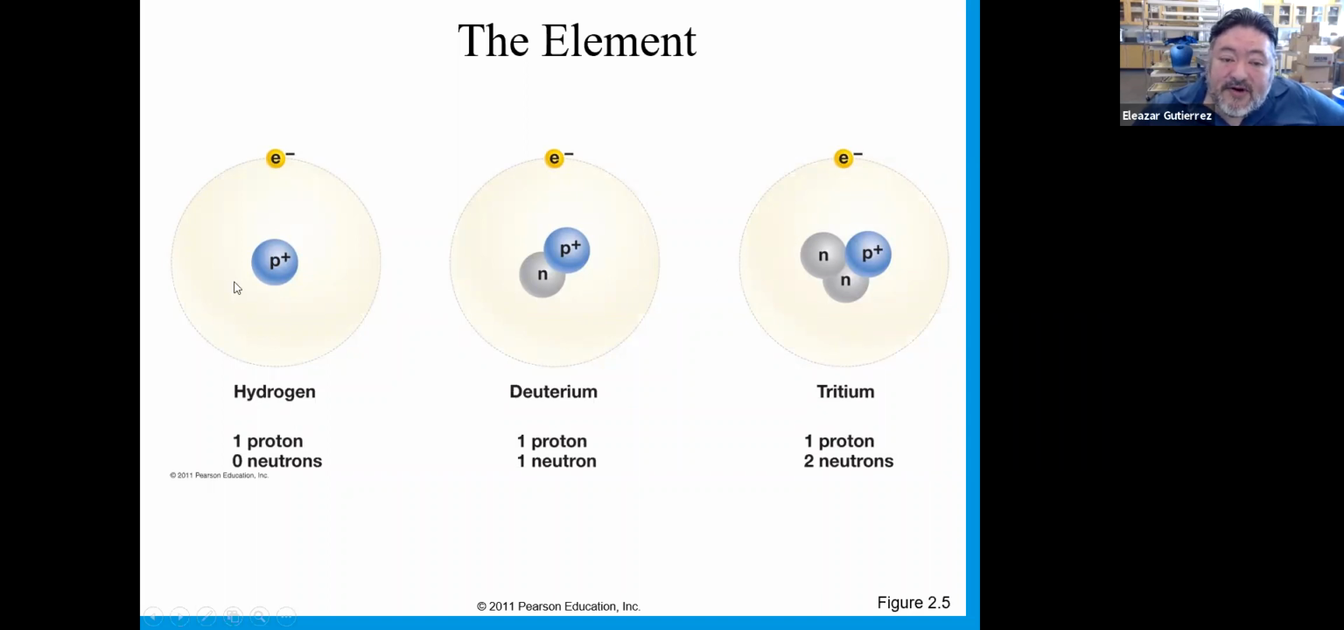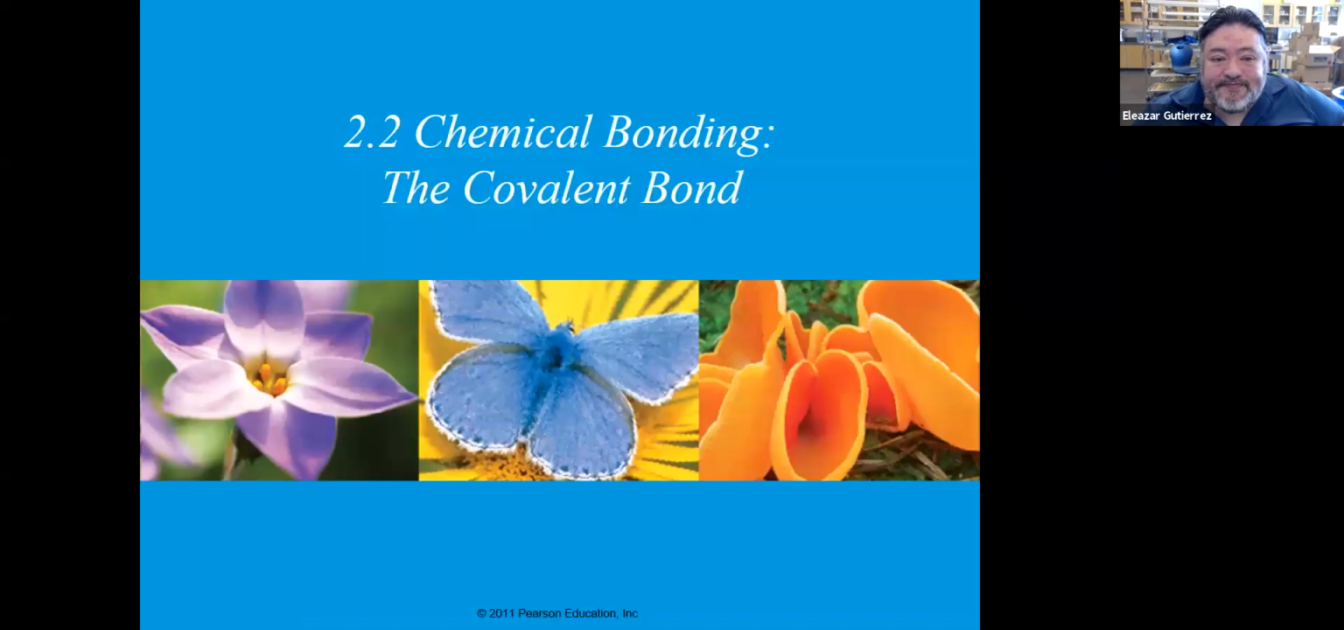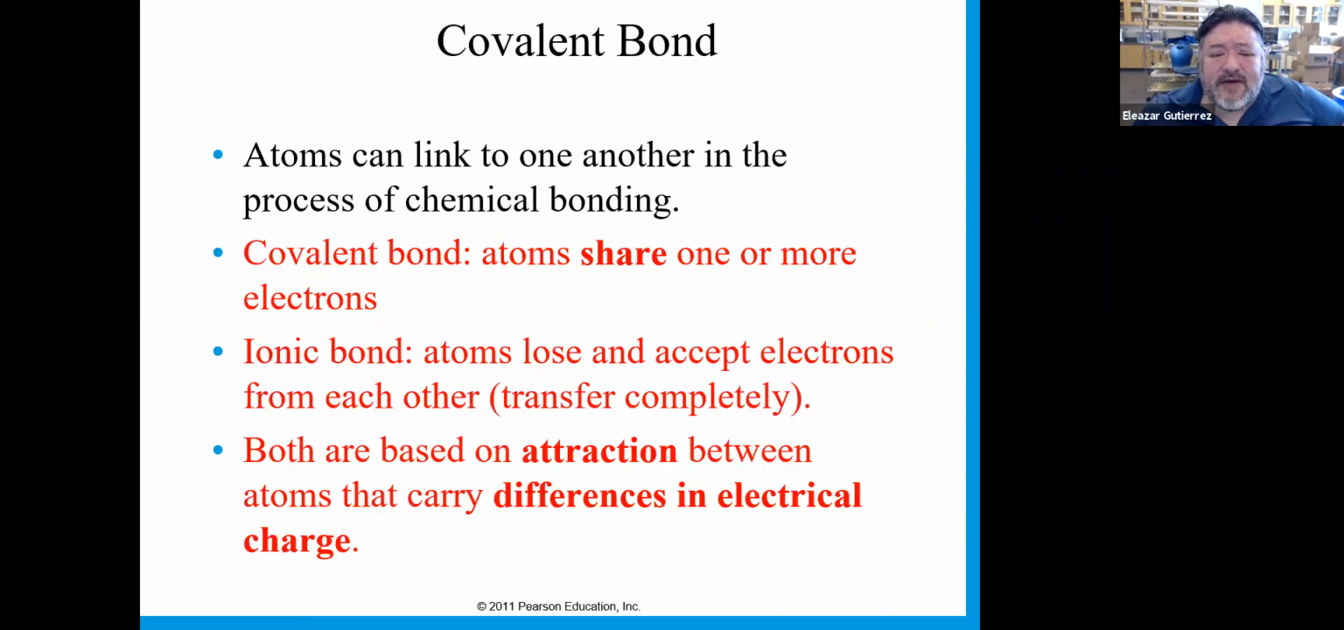But the point to drive home is that all these three are hydrogen because they all have one proton, but the atomic mass varies because of the number of neutrons in it. And when only atomic mass varies because of different neutrons, they are called isotopes. Isotopes. Okay, now we're moving to chemistry.